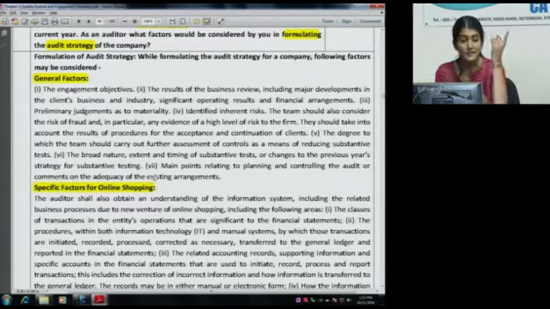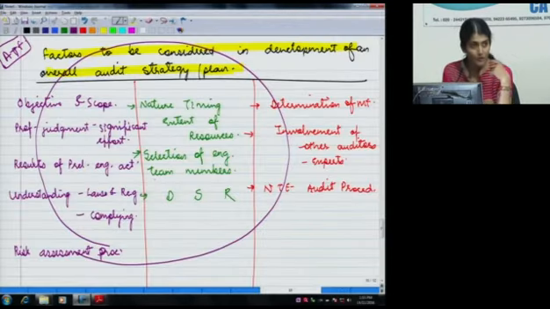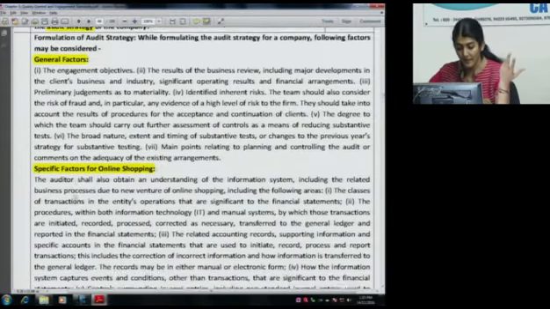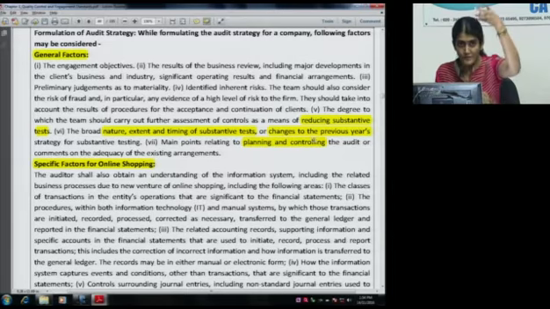For general factors, use the list which we made above, factors to be considered in the development of the overall audit plan. The objective and scope, the results of the PEA. The team should also consider the risk of fraud, the degree to which they carry out further assessment of controls by reducing substantive procedures, nature, timing and extent of procedures or changes to the previous year's testing, main points relating to planning and controlling the audit. So general factors you can write on the basis of factors which we studied. And then specific factors for online shopping.